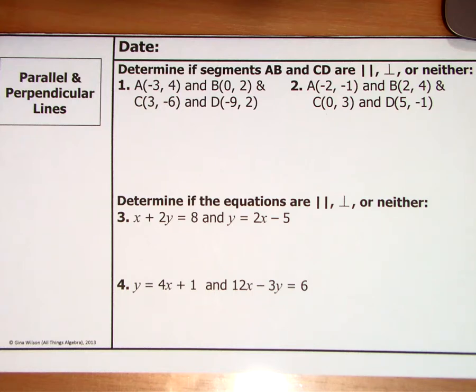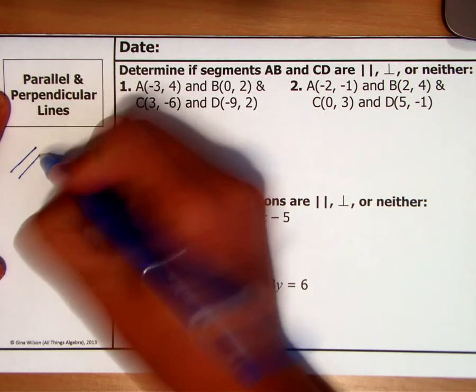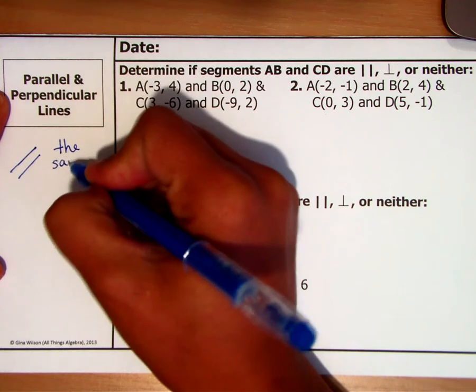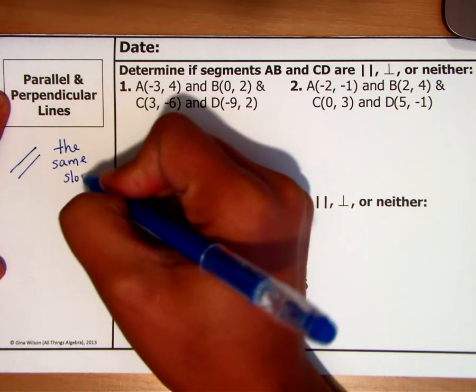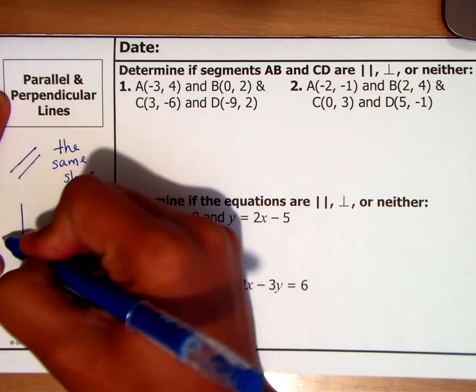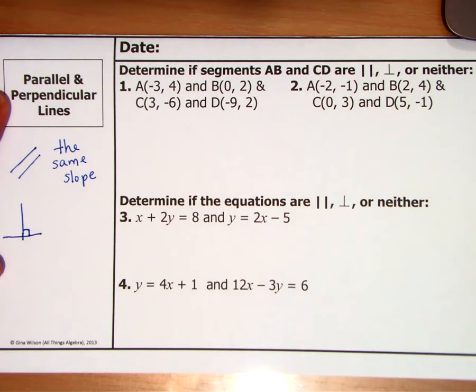Parallel and perpendicular lines. We have to remember that parallel lines never touch. They have the same slope. Okay, perpendicular lines, when they cross, they do touch. When they cross, they make a 90-degree angle.